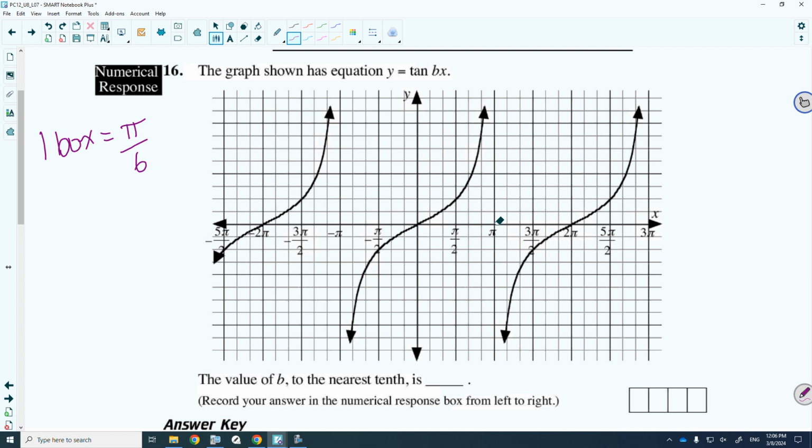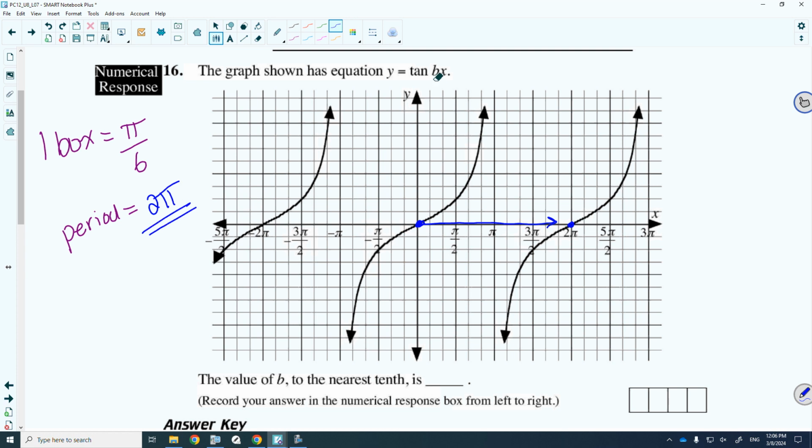Now the period, you should actually be able to look at this and figure out what the period is. So here's my first x-intercept, and then it repeats here. What distance is that? Because that would be your period. So we're going from 0 to 2 pi. The period for this graph is 2 pi. Okay, so we need to understand that.